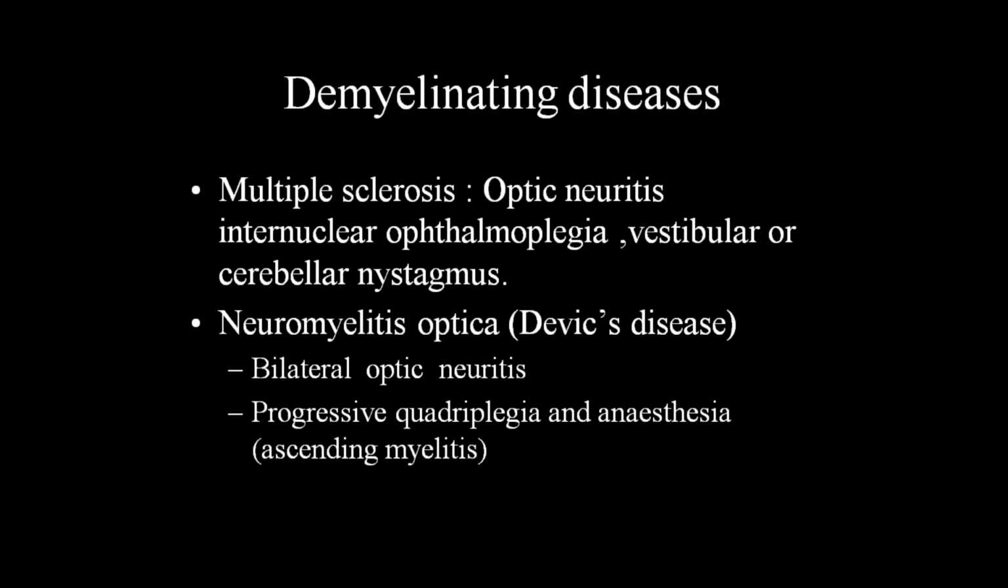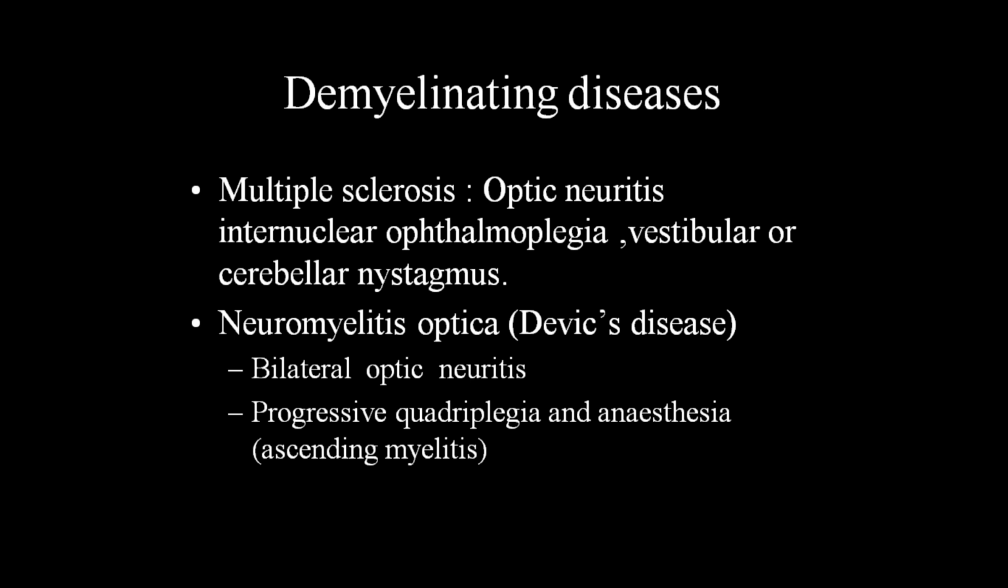For example, in multiple sclerosis, the patient presents with optic neuritis, internuclear ophthalmoplegia, and vestibular or cerebellar nystagmus. Basically, in patients with multiple sclerosis, optic neuritis is one of the main manifestations. What is internuclear ophthalmoplegia? We will deal with it on some other day. But as of today, multiple sclerosis is a demyelinating condition which affects the white matter of the spinal cord and brain, and its common manifestation is optic neuritis.